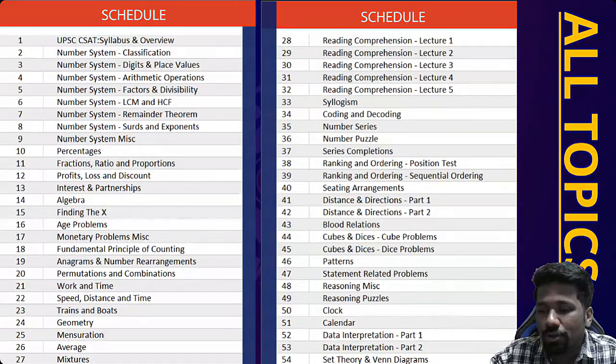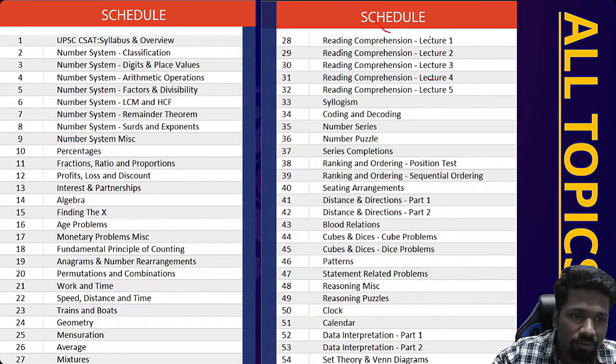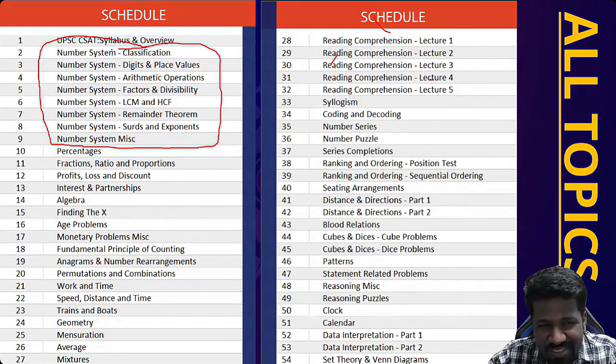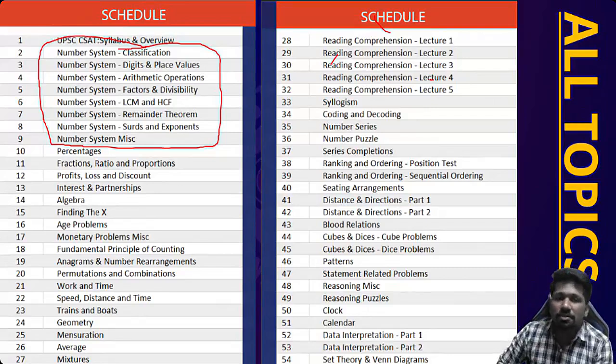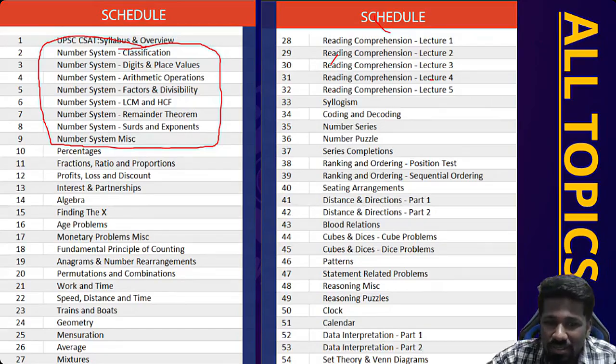Number system, as you know, in 2023 and 2024, maximum questions were from this number system unit. That is why many people say that UPSC CSAT is now getting tougher, because number system questions are getting more and more. So when non-math background students see number system questions, they are definitely difficult, and we have to make it simple. That is the process we are going to have in the 8 lectures on number system alone.